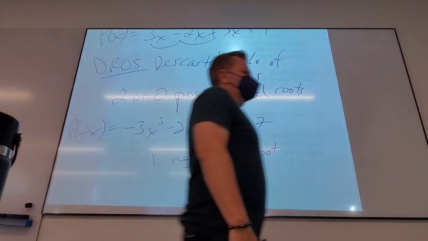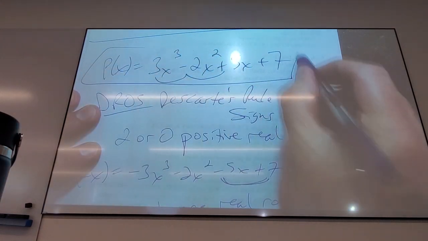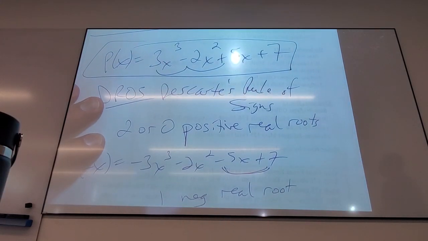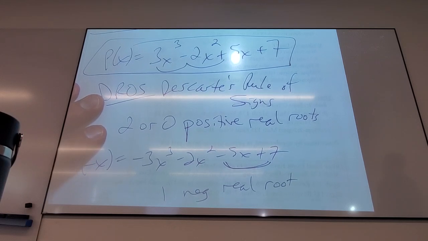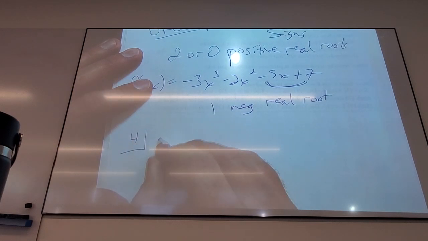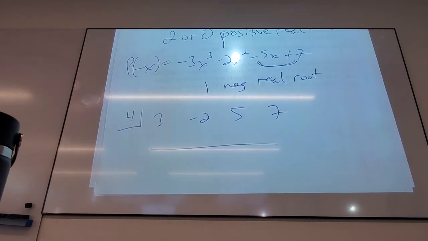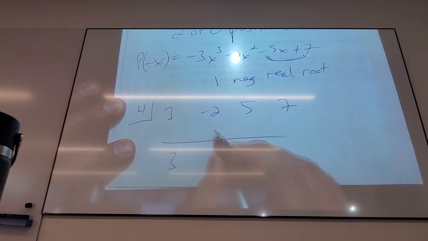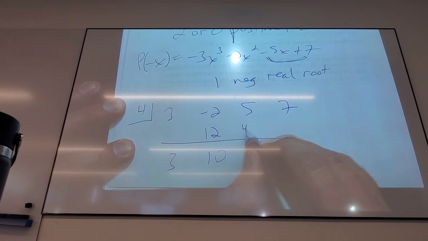I'm just gonna go crazy. I'm gonna synthetically divide that by, what do you got, Jeff? By 4. How do I do that? Bring down the 3. 12, 4, 12. 10, 40, 45.